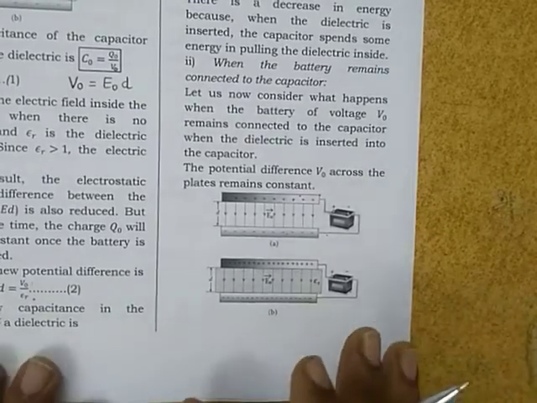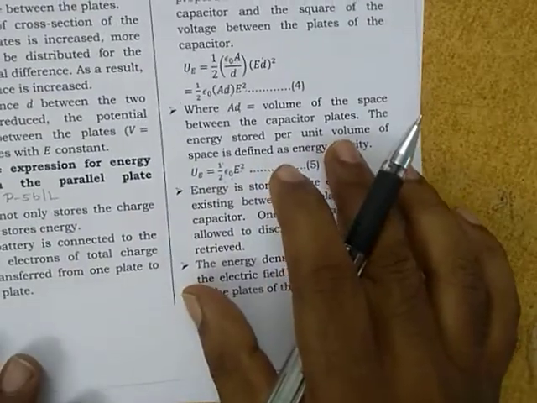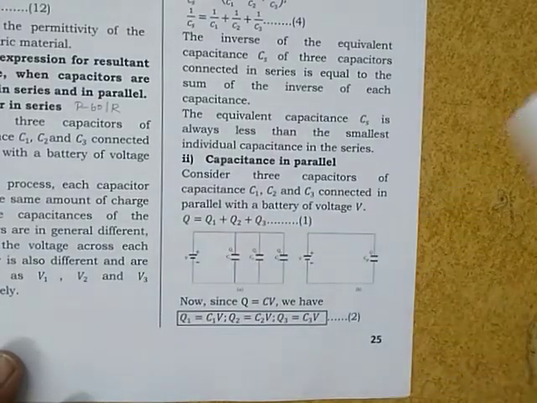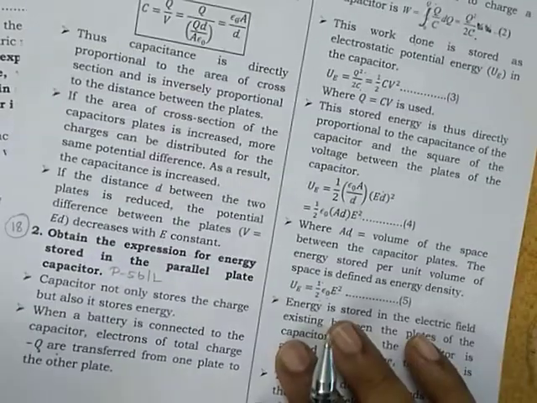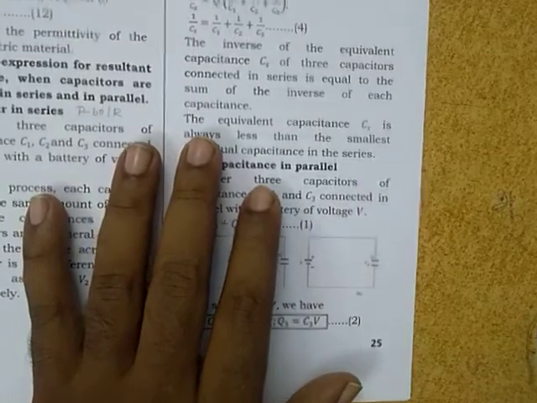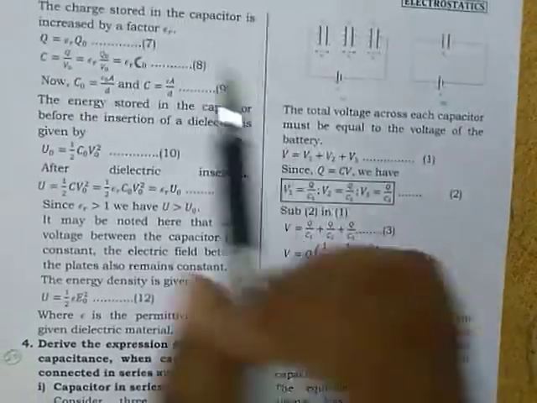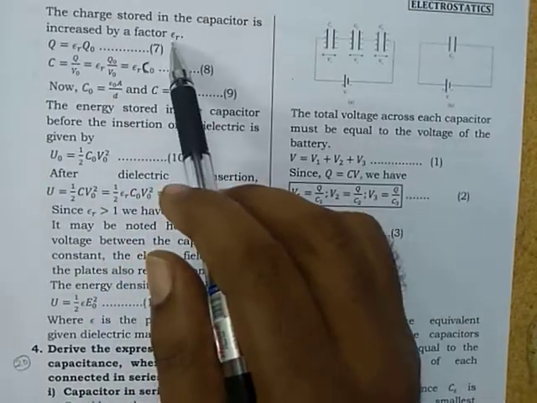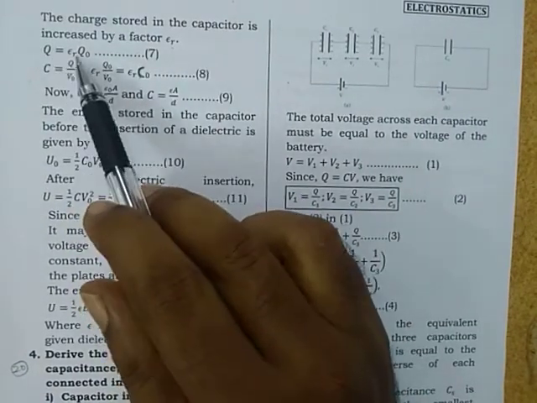Due to the constant potential difference, the electric field is also constant. Then what are the things that will vary? The charge will vary, then the capacitance varies, and the energy also varies. See, first of all, the charge stored in the capacitor is increased by the factor epsilon r. Then Q is equal to epsilon r Q naught.